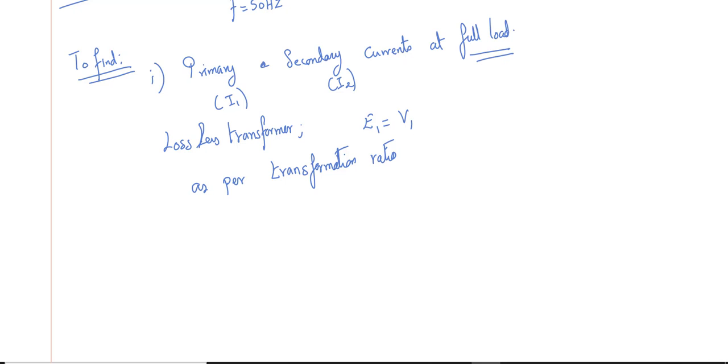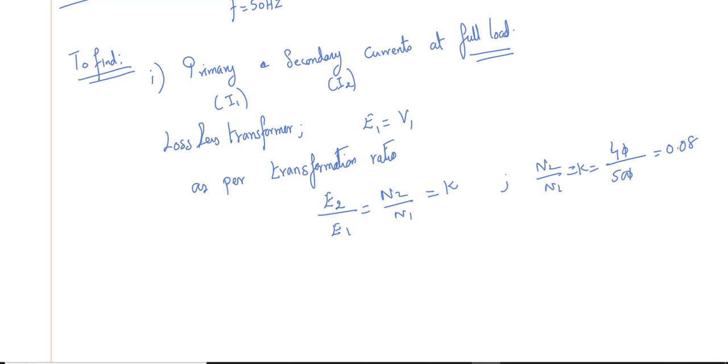As per the transformation ratio, E2 by E1 is equal to N2 by N1 is equal to K. Therefore, K is equal to N2 by N1, which is 40 by 500. So, you will get 4 divided by 50, that is nothing but 0.08.